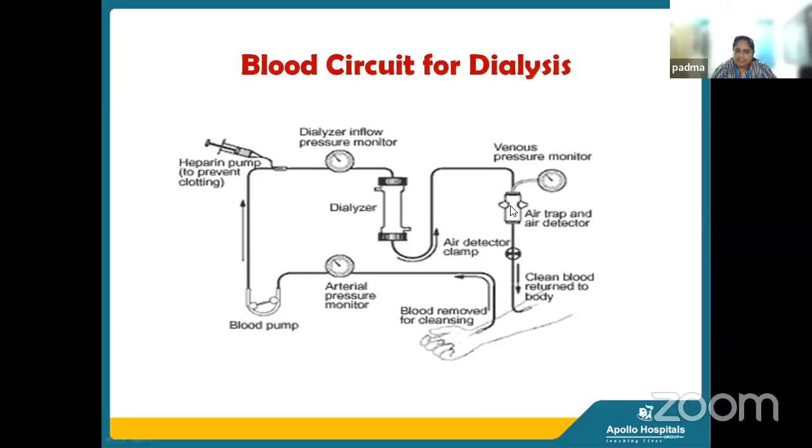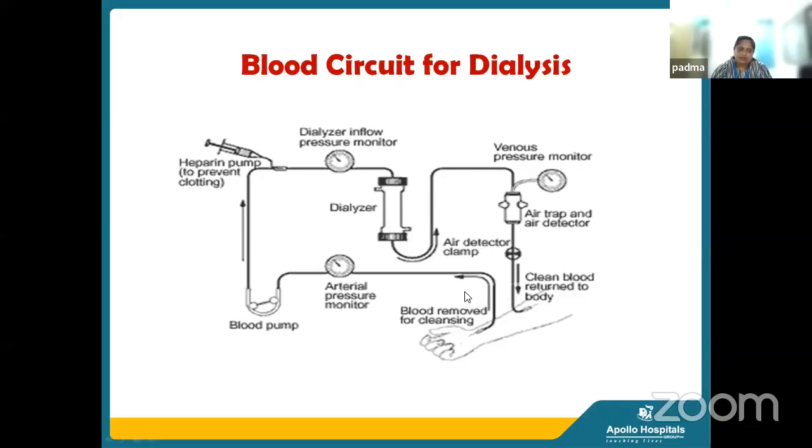This is the air detector trap. This air detector trap will be detecting air. Whenever there is air, we need to disconnect the tubings from the access line, and we have to clear the whole air, and after clearing the air, again we have to connect back to the access and restart the process of dialysis.